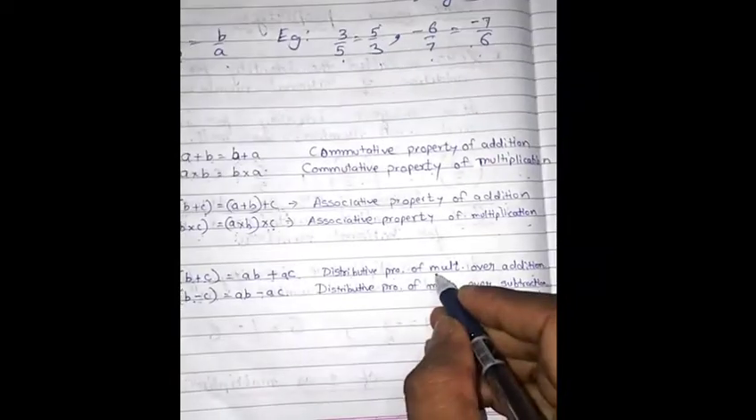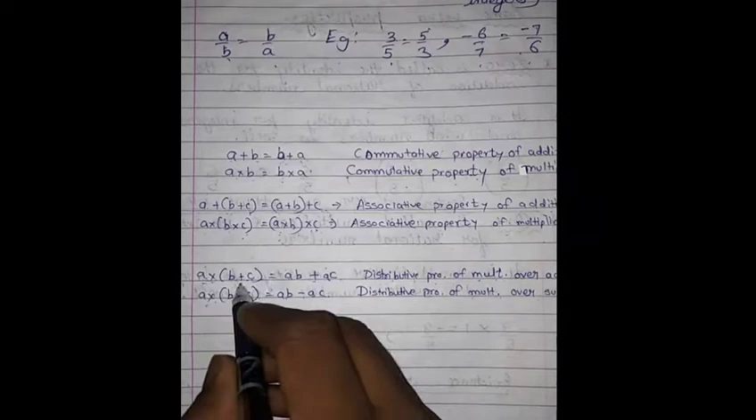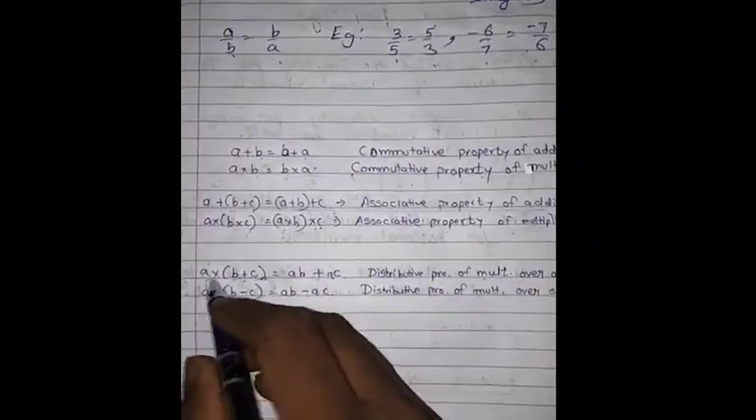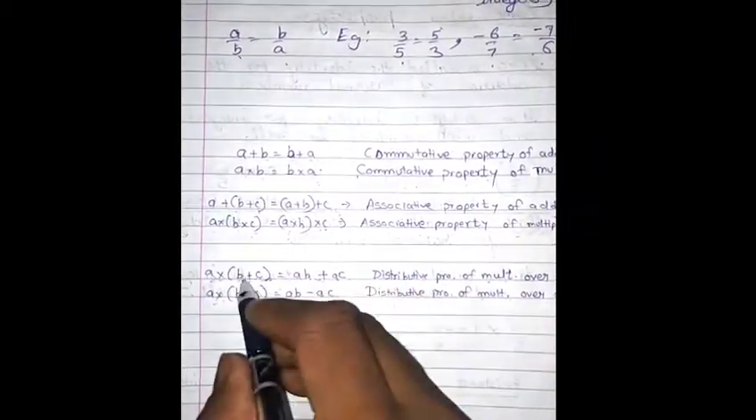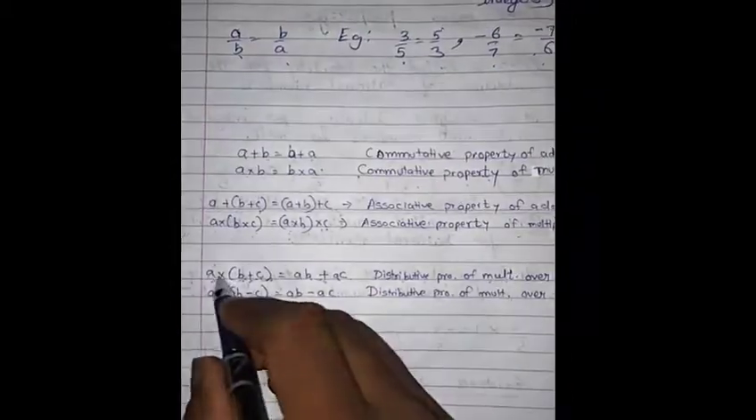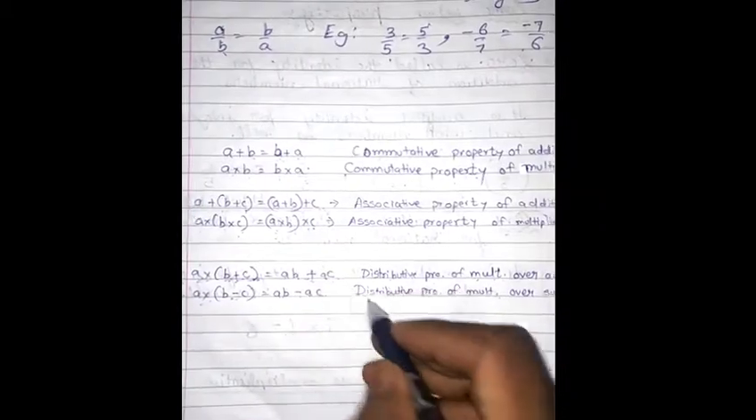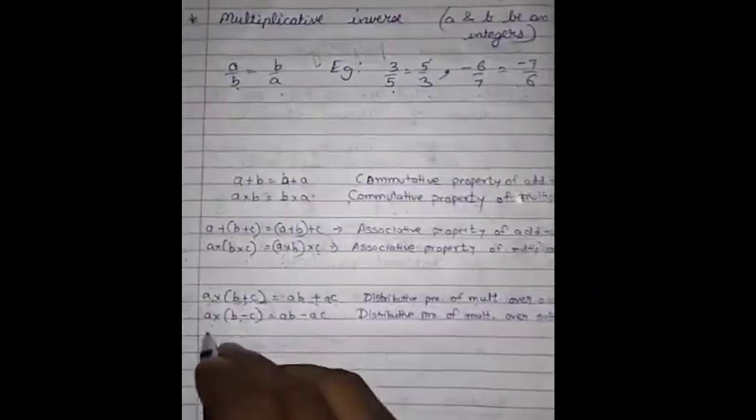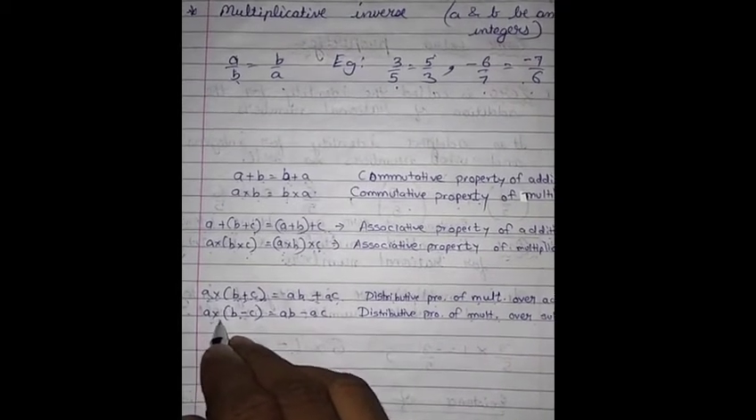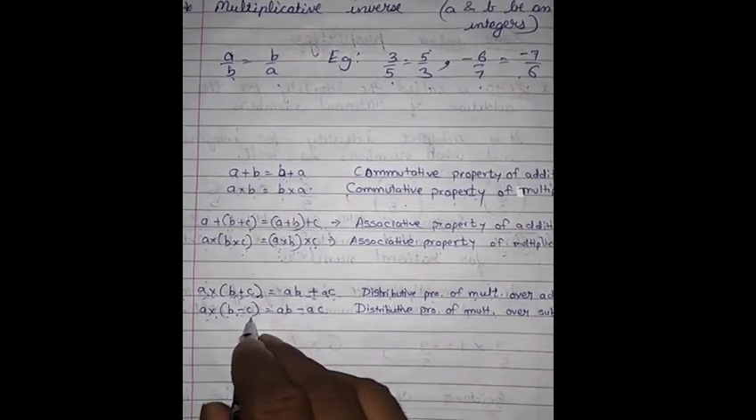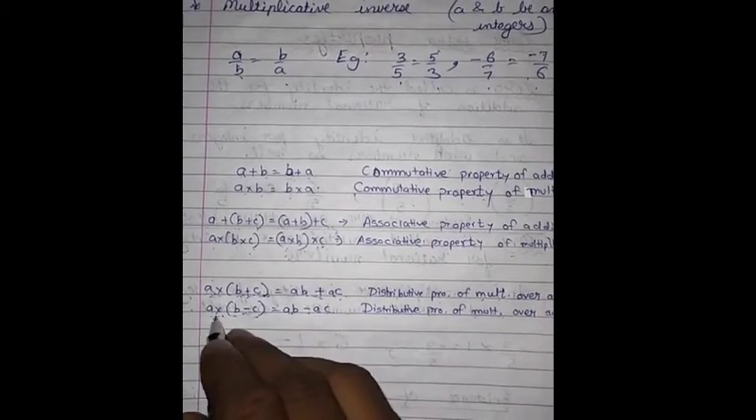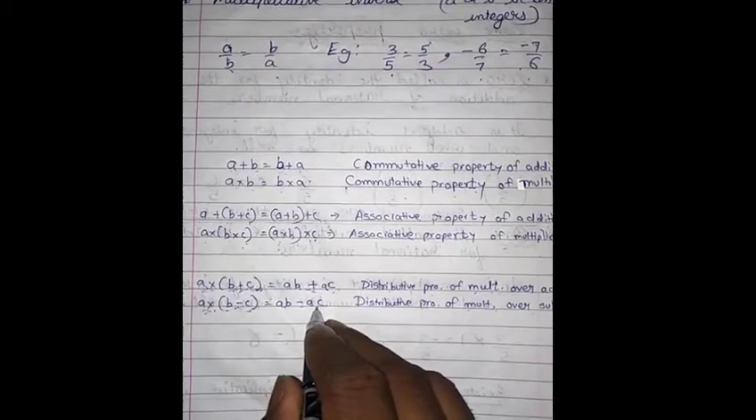Distributive property of multiplication over addition, that is, A into B plus C gives A into B, that is AB, plus, you have to put a plus sign over here, A into C gives AC. Then distributive property of multiplication over subtraction, that is, A into B minus C gives AB, put a negative sign over here, A into C gives AC.